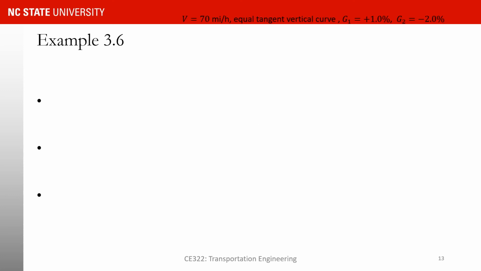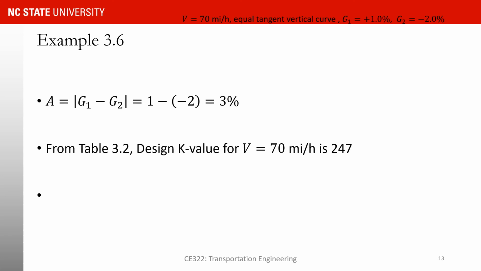The first thing that we need to do here is to find the value of A. If you remember, A is equal to the absolute value of G1 minus G2, or G2 minus G1, it really doesn't matter. So that would be 1 minus -2, that would be 3%. The next thing we want to do is find K from table 3.2. To do so, you need to find the K that corresponds to a design speed of 70 miles per hour. Going to the table, you will find that that K value is 247.